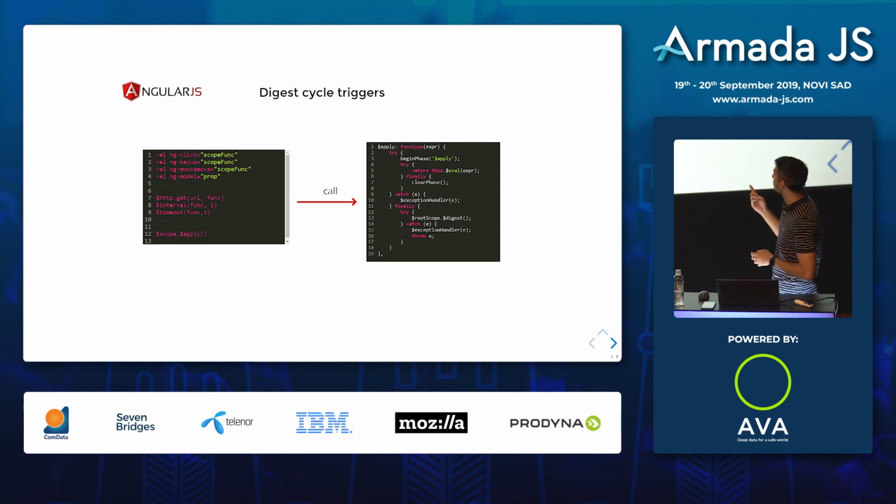This is what scope apply actually does. It just evals the expression if we have passed some callback function, and here finally it calls scope digest. This is the place where the check of the entire application starts and goes into at least one cycle.